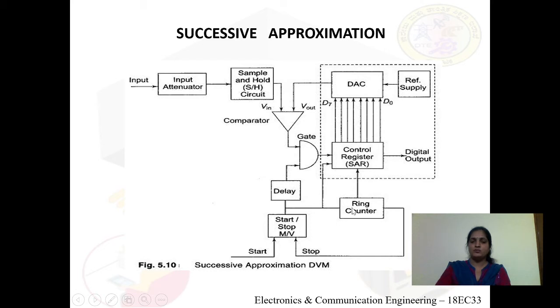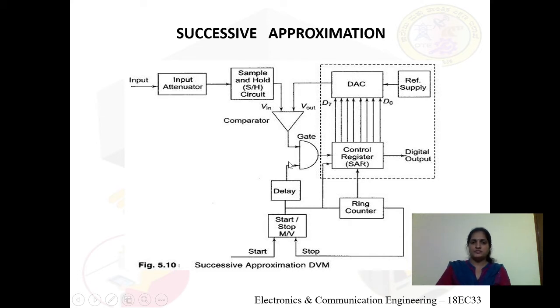Here one more block is the ring counter. This ring counter is responsible for shifting the one bit from the MSB to the LSB, that is D7 to D1. Once it reaches the D0 value, the operation is successful and it completes the operation. Another important block is the start and stop multivibrator. It is capable of providing the pulses in order to start or stop the operation.